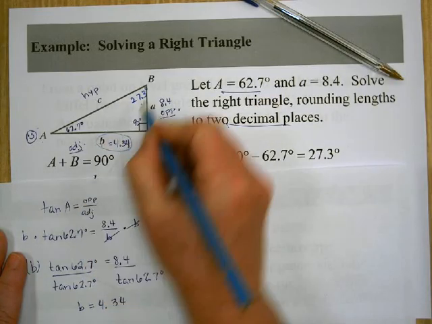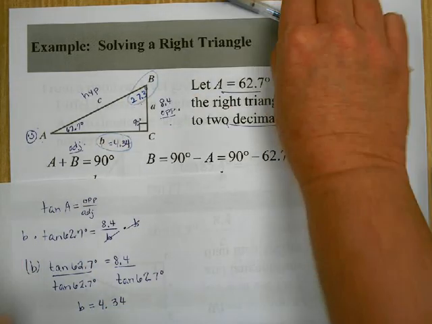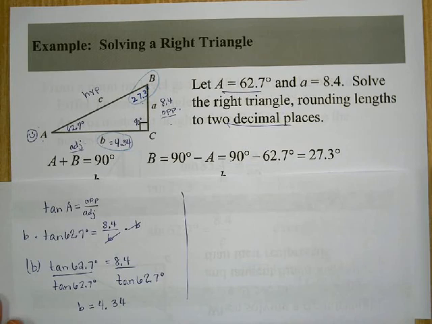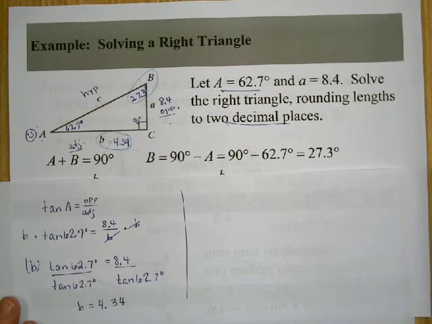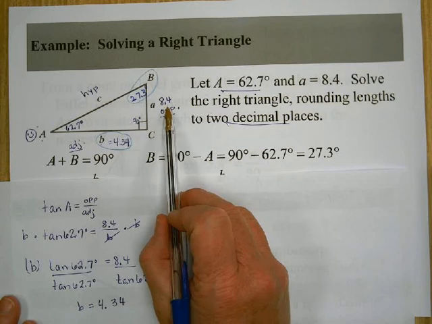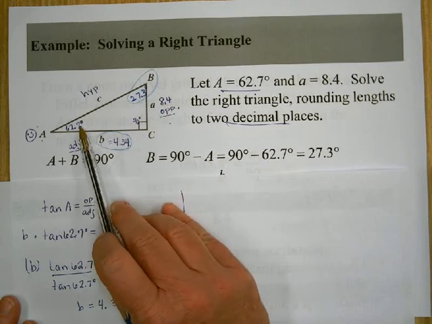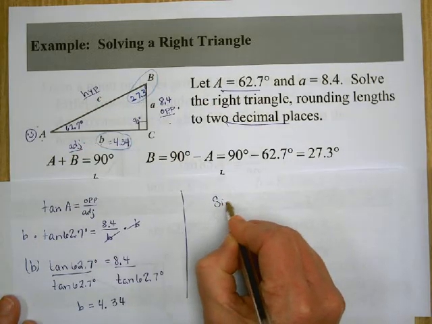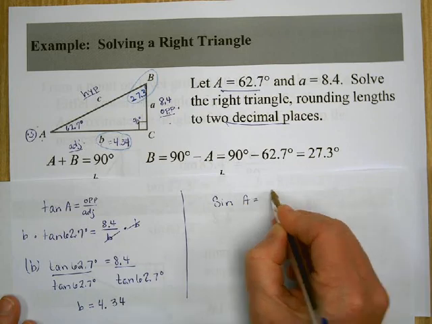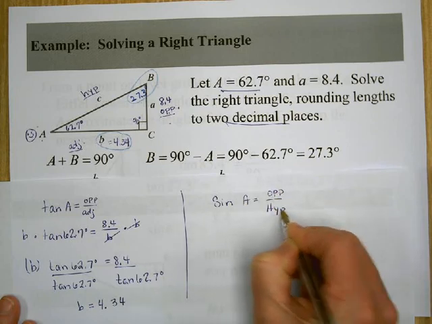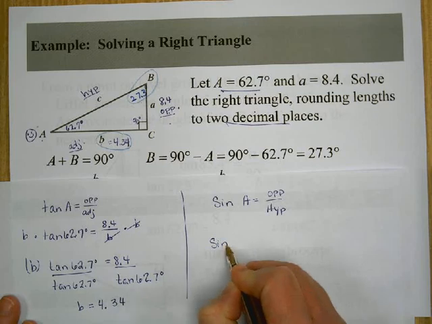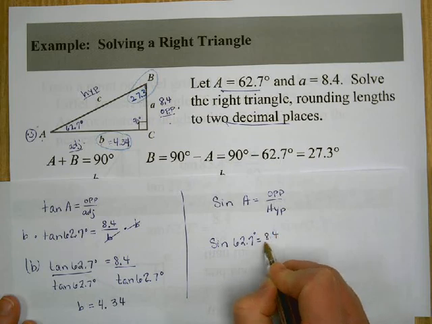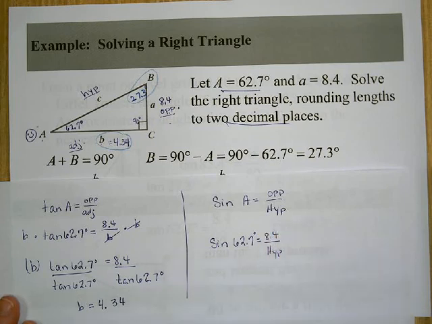I calculated those 2 items, so I'm going to try not to use them in finding the other parts of my triangle. I need to find the length of c, lowercase c, the hypotenuse. I want to use this side because they gave me this, and I want to use this angle because they gave me that. So that's the opposite and the hypotenuse. So I'm going to need the sine of angle A, and it's going to be the opposite over the hypotenuse. So the sine of 62.7 degrees is equal to 8.4 over the hypotenuse. The hypotenuse is lowercase c.